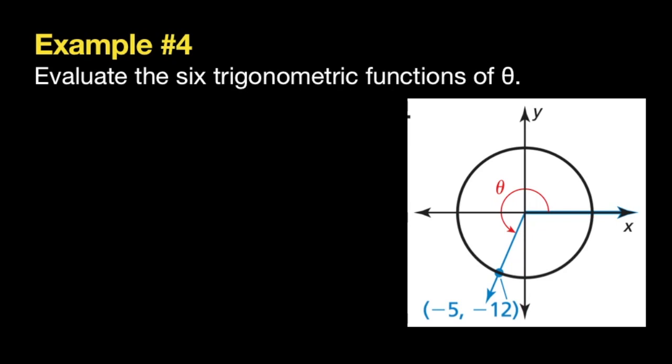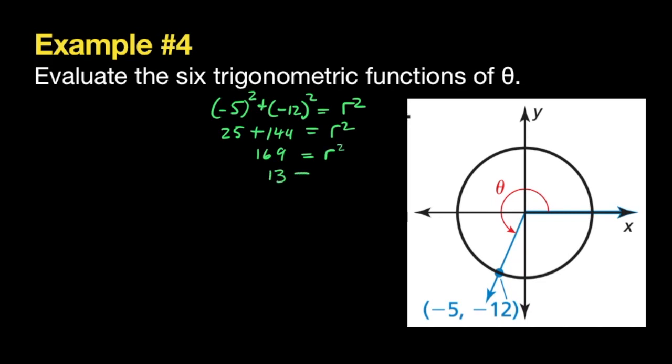And we also need to find our r. So we're going to do 5^2 + 12^2, and that's equal to r^2. So this is 25 + 144, and that's equal to r^2. 169 is equal to r^2, so r is equal to 13. So we know that r right here is going to be 13. And now we're just going to rewrite all the trig functions.